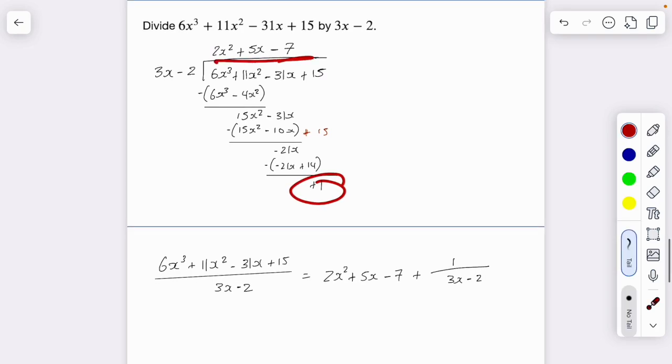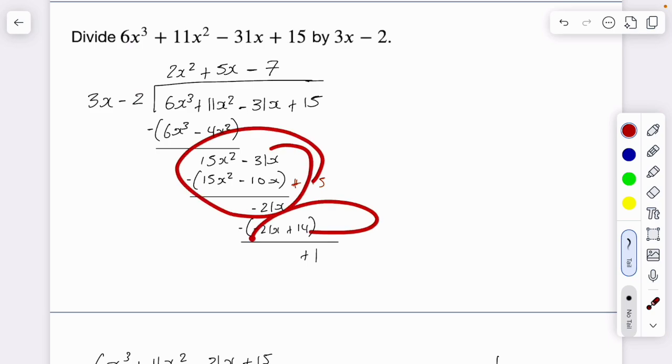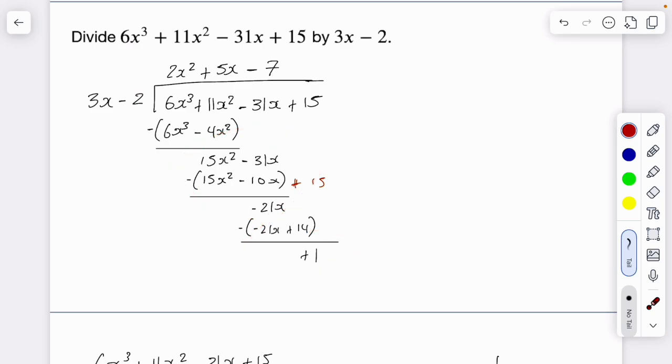Okay, so that's what we've solved. Just as a recap here. Again, we go in 3x into 6x cubed, 2x squared times, and then we multiply the 2x squared back into 3x minus 2. And we repeat and we repeat. And eventually we get a remainder of plus 1.